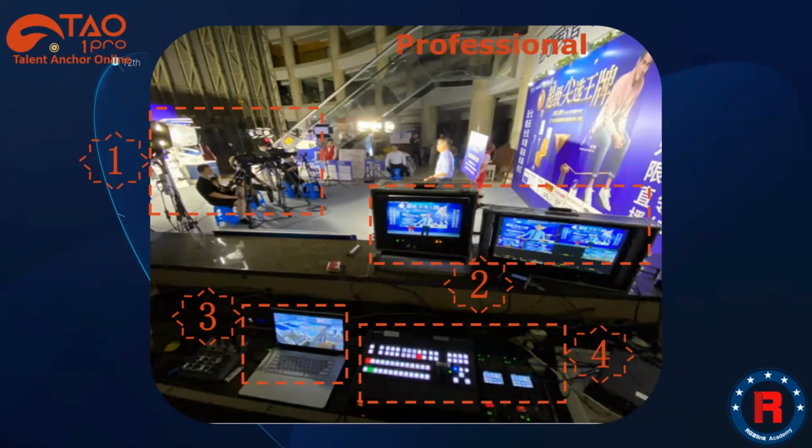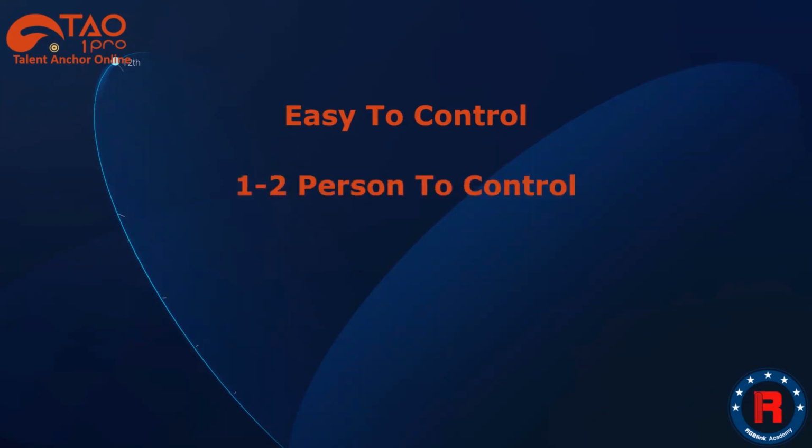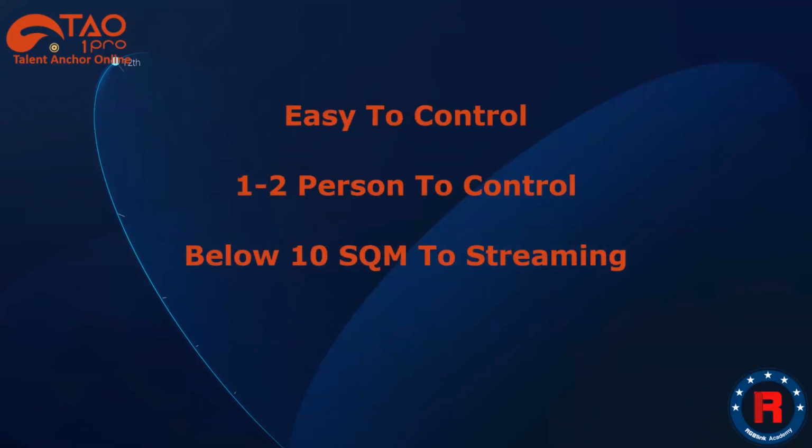So we think the applicable scenarios for our Taiwan Pro rotation are as below. First, it is easy to control. Second, one to two people can control it. Third, a place below 10 square meters.